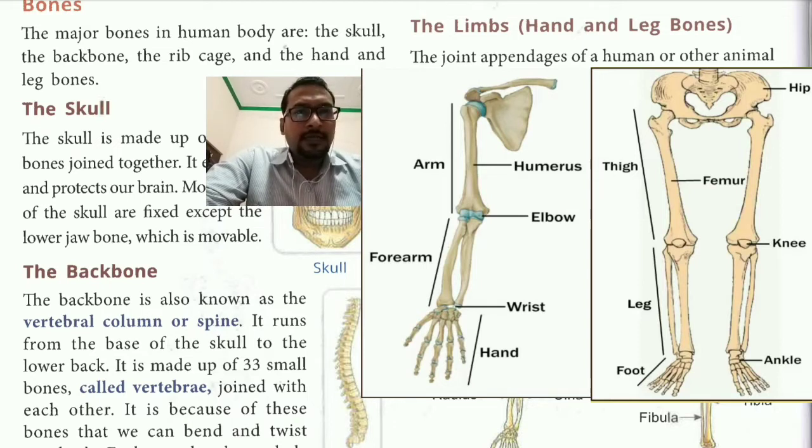Legs, feet and toes are called lower limbs or hind limbs. A leg consists of the femur, tibia and fibula. The longest bone in our body is the femur, which is the thigh bone.